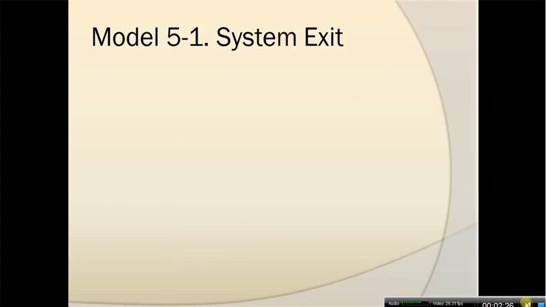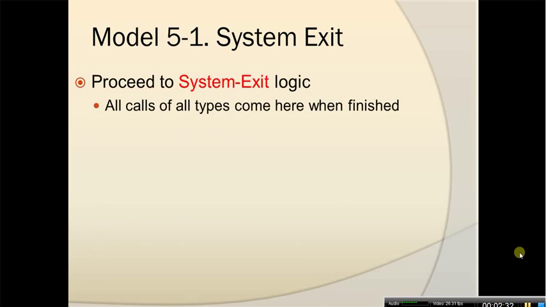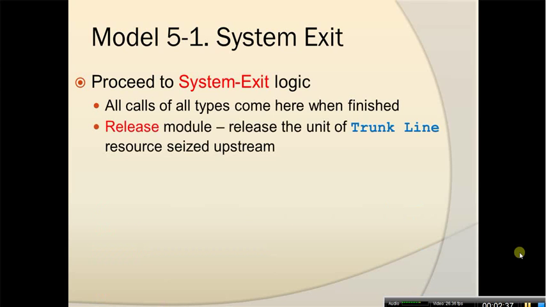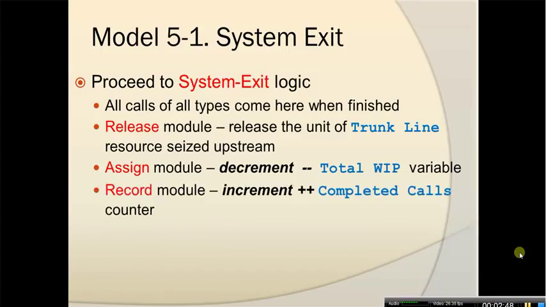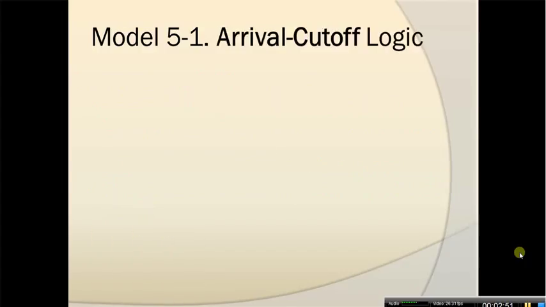We also modeled last time the system exit, and we had all calls of all types finishing the same way. We had the release module to release the unit of trunk line, an assign module to decrement the total work in process variable, and the record module to increment the completed calls counter, and then we disposed of the call. The next thing I want to talk about is the different types of calls that we didn't model yet, which are sales calls and order status calls.